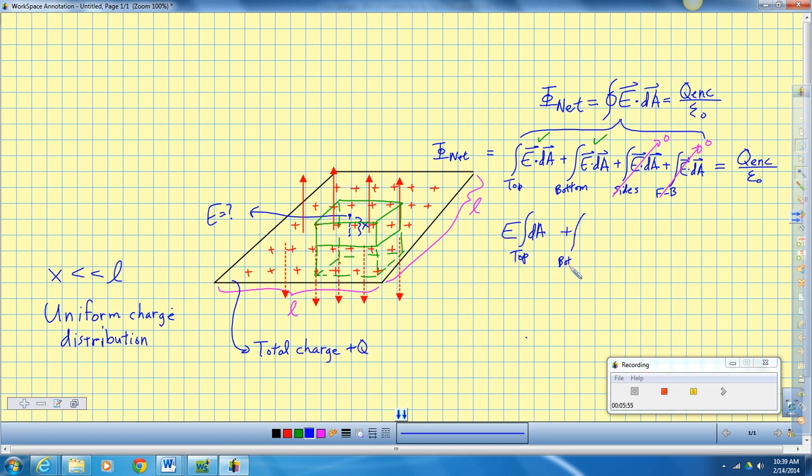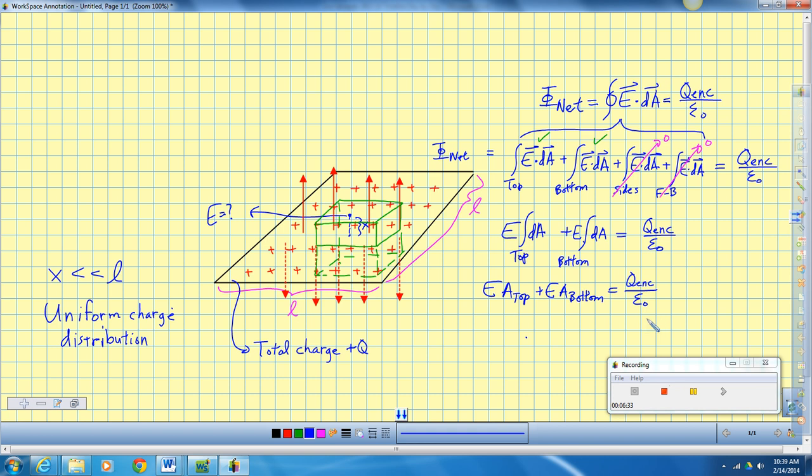I've got the bottom side there, and I'm going to do E dotted with dA for the bottom, only I'm not going to write the dot product anymore. And I should pull the E out because the E is constant across the bottom surface as well. So I'm really just integrating the area for the top and the area for the bottom, and that equals charge enclosed over E0. Okay, well we know that dA integrates to A, so this is E times the area of the top plus E times the area of the bottom is equal to how much charge is enclosed divided by E0.